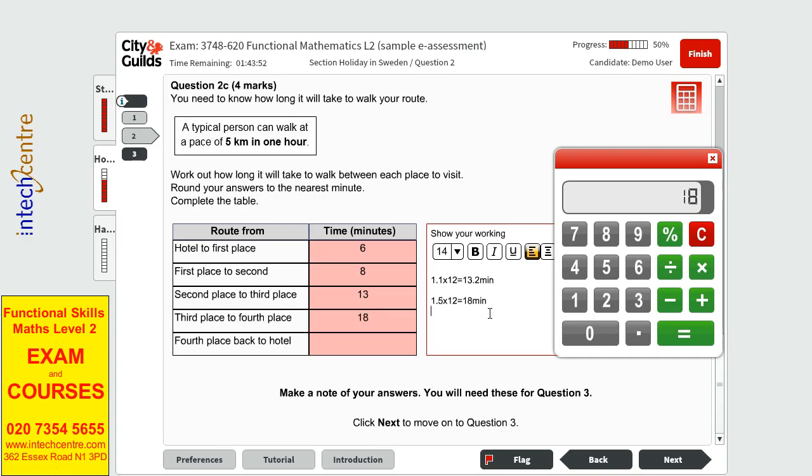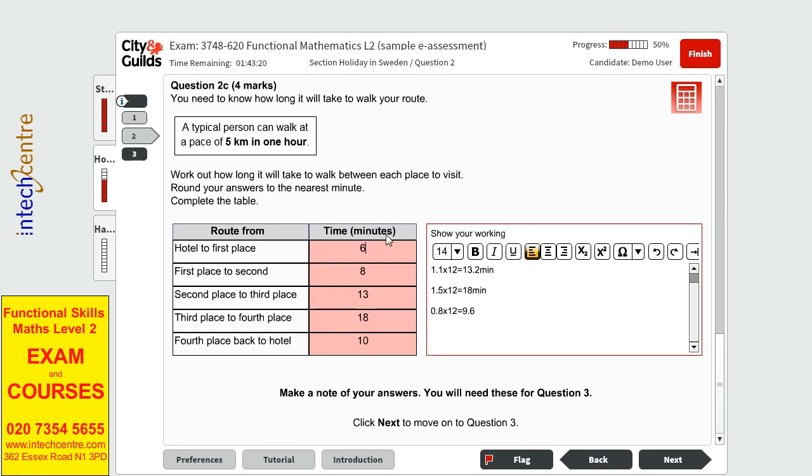And then from the fourth place back to the hotel, I remember we were having 800 meters, which becomes 0.8 kilometers times 12. 0.8 times 12 will be 9.6 minutes. That will be rounded up in this case because it's over 5. 10 minutes. We don't have to put minutes next to it because it's already at the top.